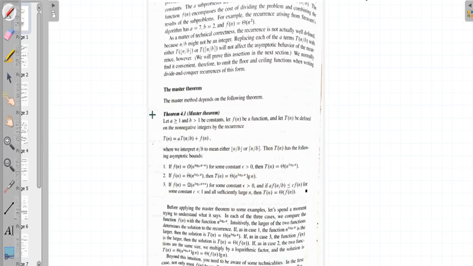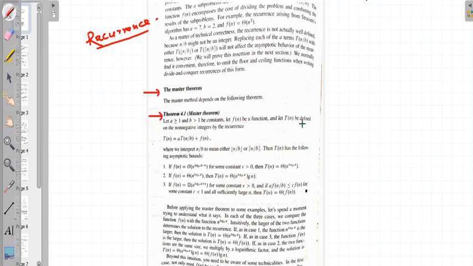Okay, so we are having this master theorem. Many recurrence relations we can solve with this master theorem, and many we cannot solve as well. But when we are able to solve the recurrence, it is easier to solve it using the master theorem than any other method.